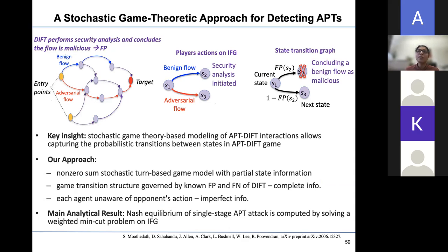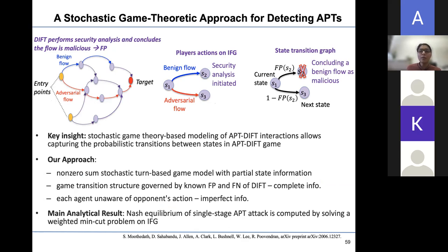So there is a transition probability structure in addition to what we saw before, and that transition structure will depend upon the false positive and false negative rate. To address this problem, we consider a stochastic game theoretic approach. We model a stochastic game and solve it. The assumption here is that, although there are false positives and false negatives, those values are known.